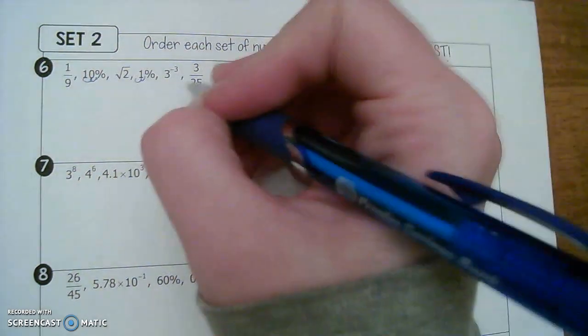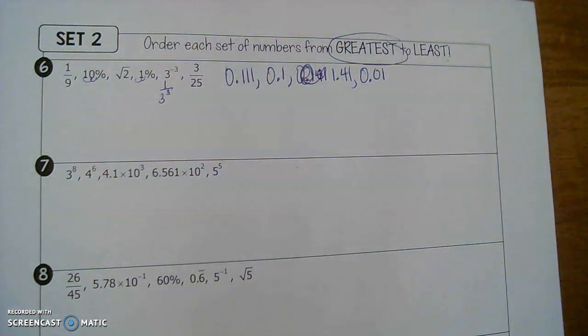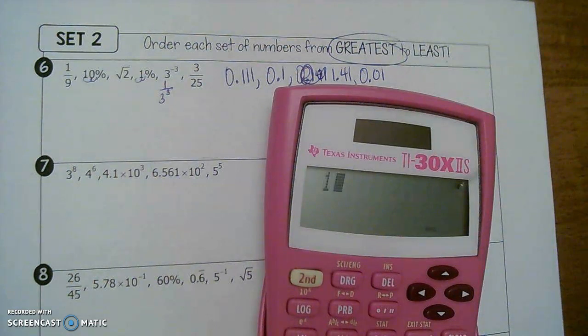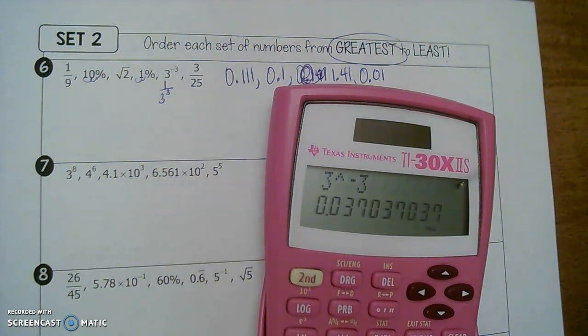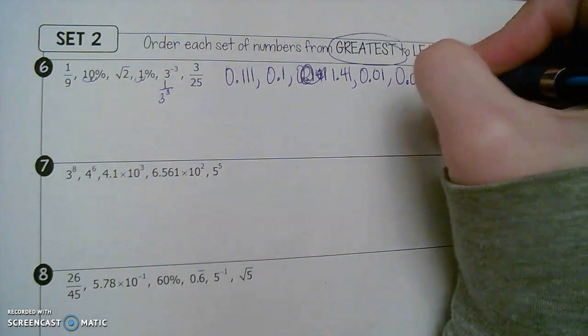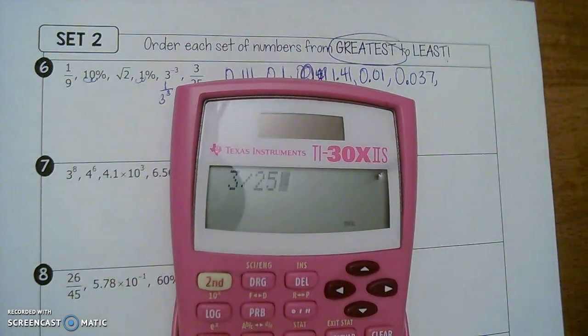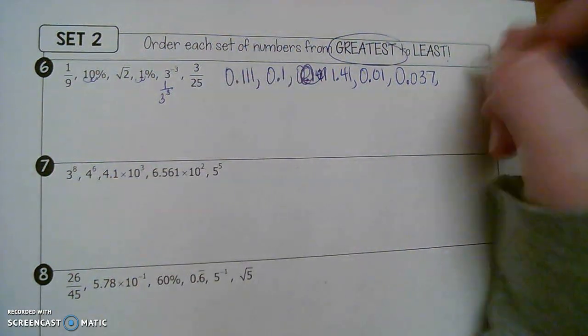3 to the negative 3, you can remember that is 1 over 3 to the third, so 1 over 27, so you could do 1 divided by 27. You could also just do 3 to the negative third if you want, 0.037. And then 3 out of 25 for the last one is 0.12.